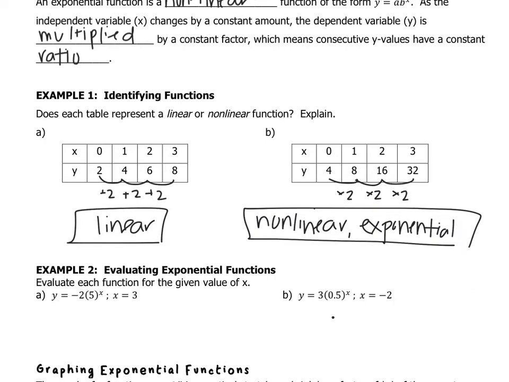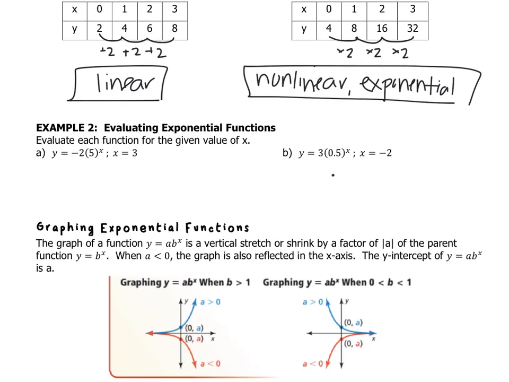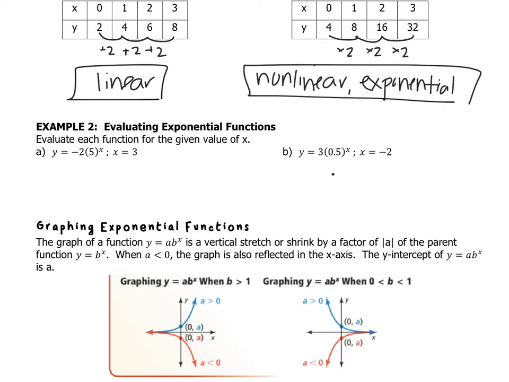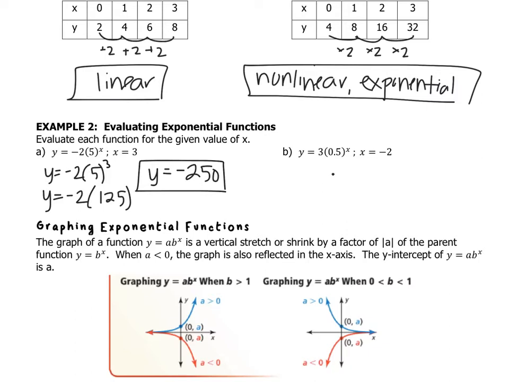Before we look at what these look like in graphs, I know you're all probably super excited. Let's just evaluate some functions. Evaluate means find the answer. So in letter A, y equals -2 times 5 to the third, because they tell us the x value is 3. So then we do order of operations. Y equals -2 times 5 to the third, which is 125. So that gives me -250.